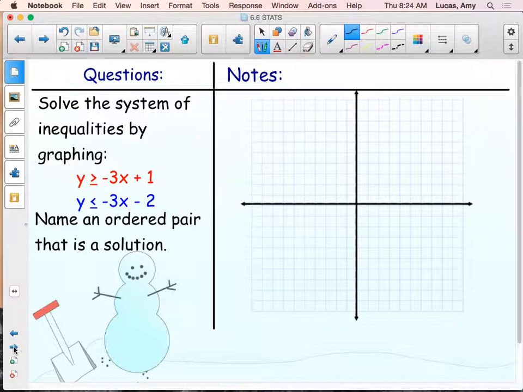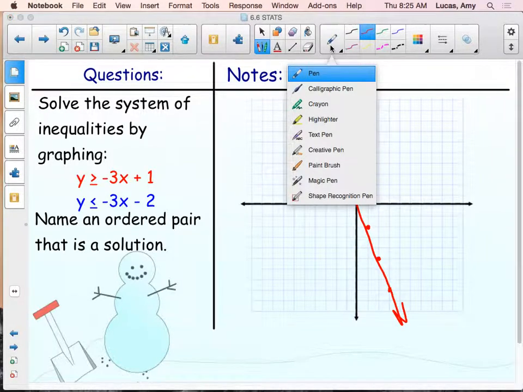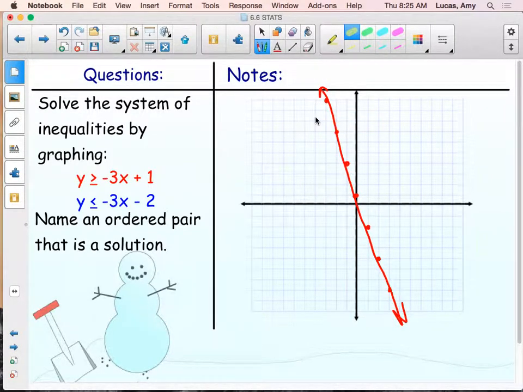Okay, our third example, this one is a little bit different than the first two because the slopes are the same. So let's take a look at what happens on this one and what it means. So my red line starts at 1 and goes down 3 over 1. It's solid. And it is greater than or equal to, so it's shaded above. So above this one.